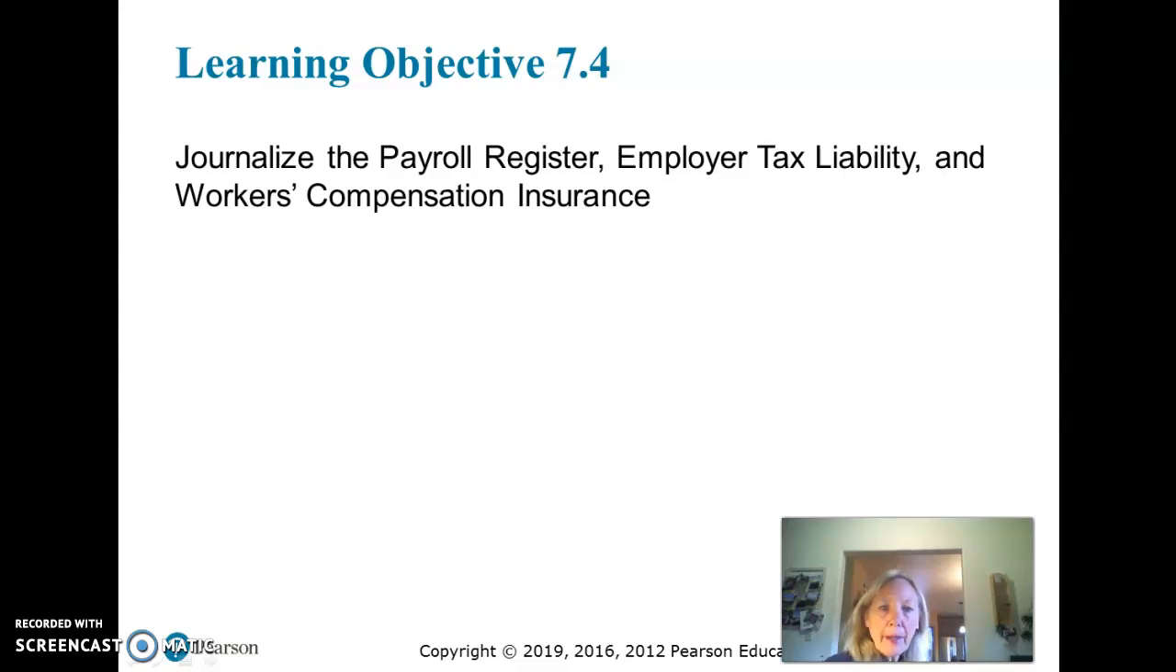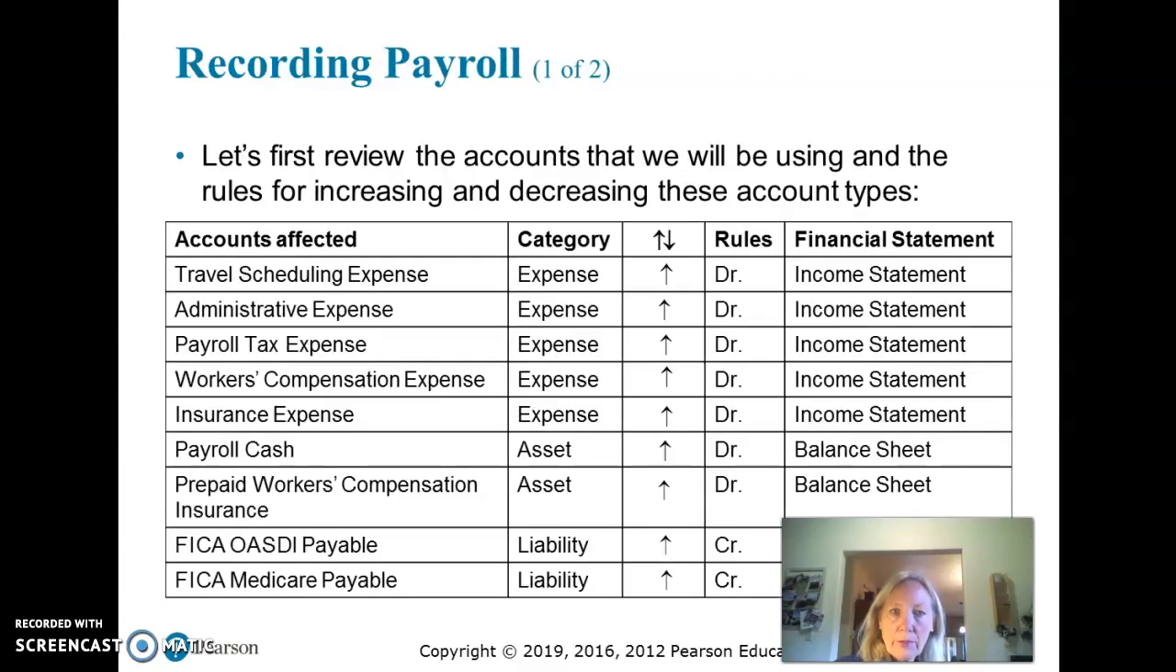Hi everyone, we're back to the last section of chapter 7. So the last part of chapter 7 is journalizing the payroll register and journalizing employer tax liability and workman's compensation. So you already did all the calculations, you did a payroll register, you did the employer taxes calculations. Now we're going to put them in the journal and then post them to the ledger.